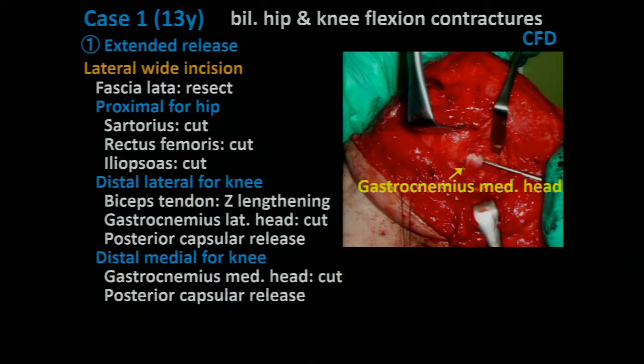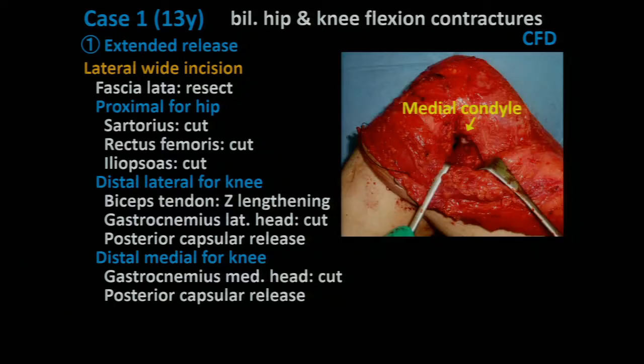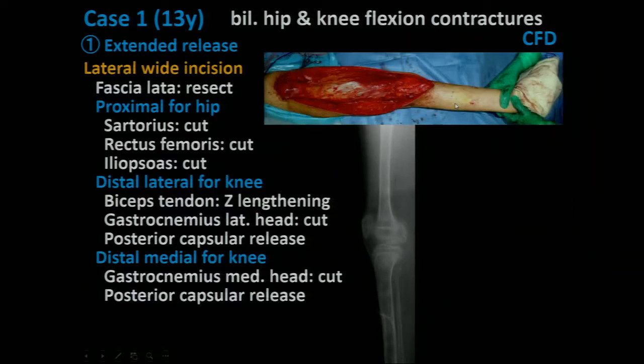On the medial side, similarly, the gastrocnemius medial head was cut, and the posterior capsule release was done. As you can see, the medial condyle is here, and you can see through the hip joint posteriorly to the lateral side. By this wide procedure, this patient's hip and knee flexion contractures resolved.